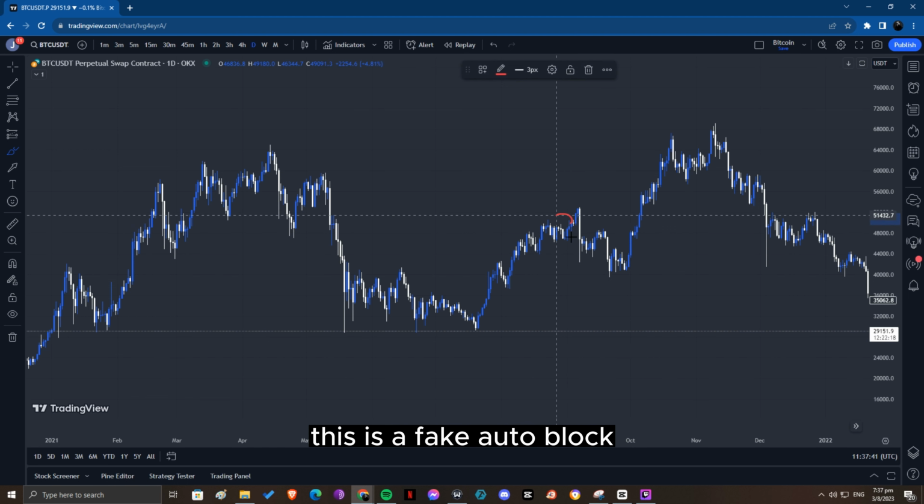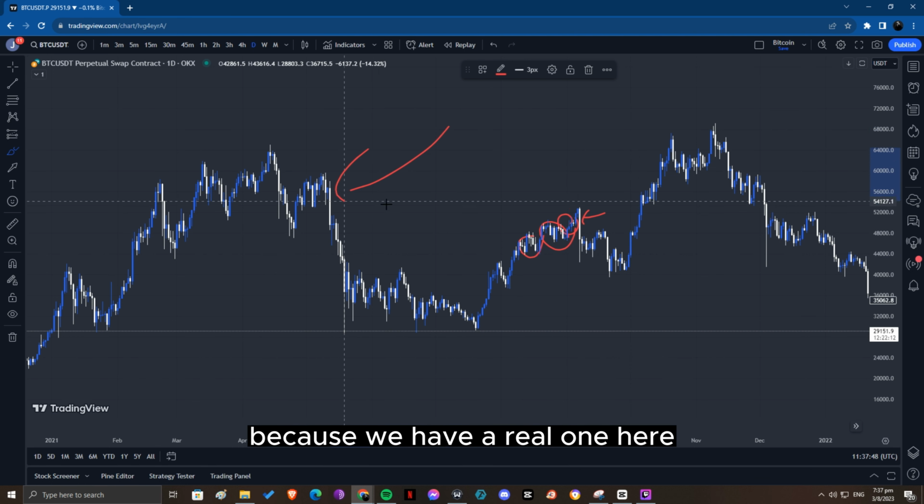You have an order block. This is a fake order block. Can you see this doji right here? It's a fake order block. We have order blocks here, but all of them are fake because we have a real one here.